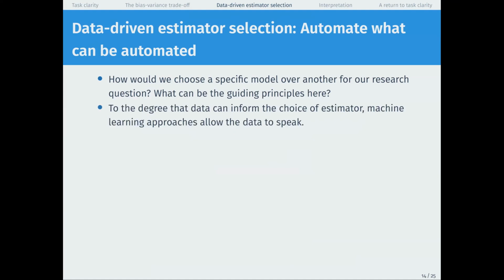So a machine learning answer is that to the degree that the data can inform the choice of estimator, machine learning approaches are great because they allow the data to speak. And the way they allow the data to speak is through a loss function.